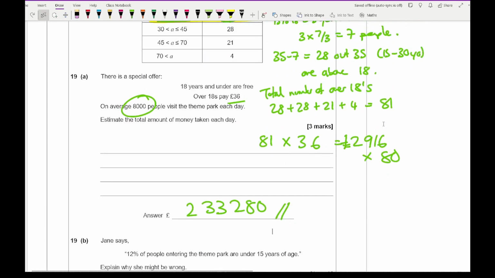Now another way of doing it is basically once you've worked out the proportion, I could do 81 out of 100 and then multiply that by 8,000, and from that I would still get the same answer as what I had there. And then obviously multiply that by £36.